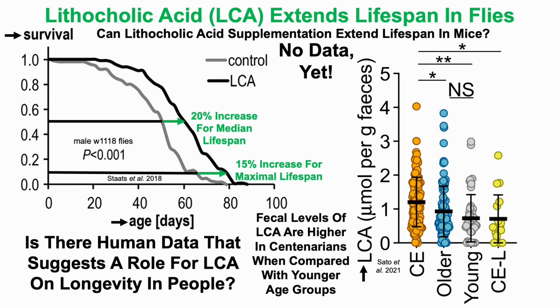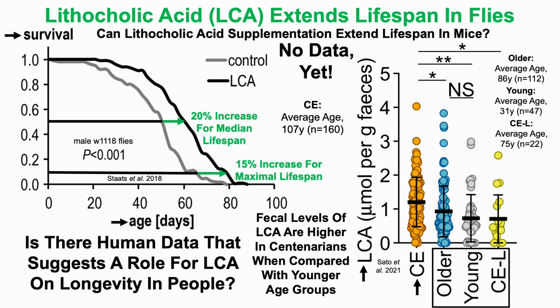And then there are 4 groups on the x-axis. So first, centenarians. In this centenarian group, there were 160 people who had an average age of 107 years. And then there were 3 younger groups. Older, which had an average age of 86 years, and there were 112 of those subjects. Young, which had an average age of 31 years, 41 of those subjects. And then CEL, which are lineal descendants, so offspring of centenarians, that had an average age of 75 years, and there were 22 of those subjects.